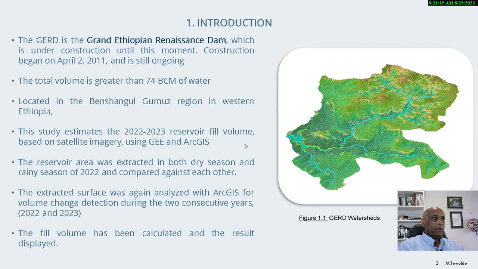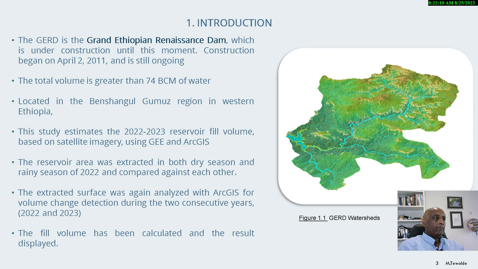As you know, the GERD is the Grand Ethiopian Renaissance Dam, which is under construction until this moment, almost 11 years, more than 11 years, and still it is going. The official maximum capacity of the reservoir is 74 billion cubic meters of water, and it's located in Benishangul-Gumuz region in western Ethiopia. And this study estimates the reservoir volume. Did they fill it in the last rainy season? We will see how much water they filled.